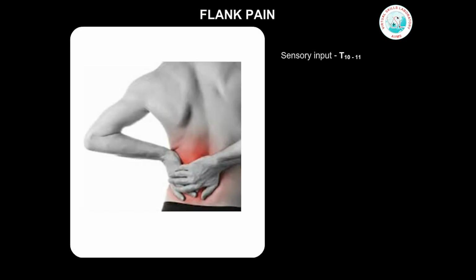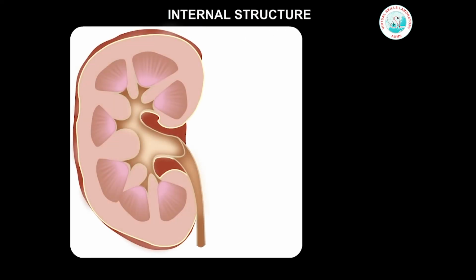Sensory input from the kidney travels to the T10-11 levels of the spinal cord. Thus, pain from the kidney is referred to the corresponding dermatome in the flank region. On cut surface, we see that the renal parenchyma is divided into a superficial renal cortex, which is pale brown in color, and a deep renal medulla, which is darker red-brown in color.